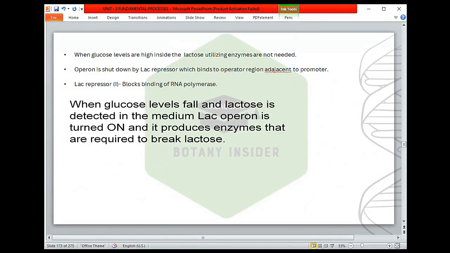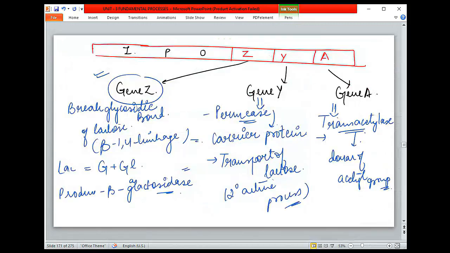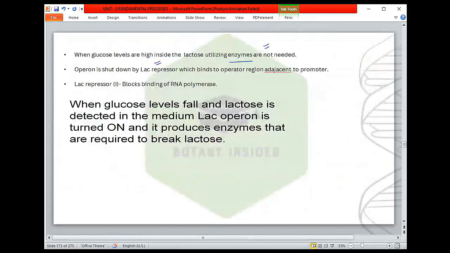When the glucose levels are high, the lactose utilization genes are not needed. The operon is shut down with the help of lac repressor, which binds to the operator, which is present adjacent to your promoter. Look over here in the diagram. The repressor would be binding to the operator, which is present adjacent to your promoter. So what is it actually doing? It is actually blocking the entire pathway of your RNA polymerase to move ahead.